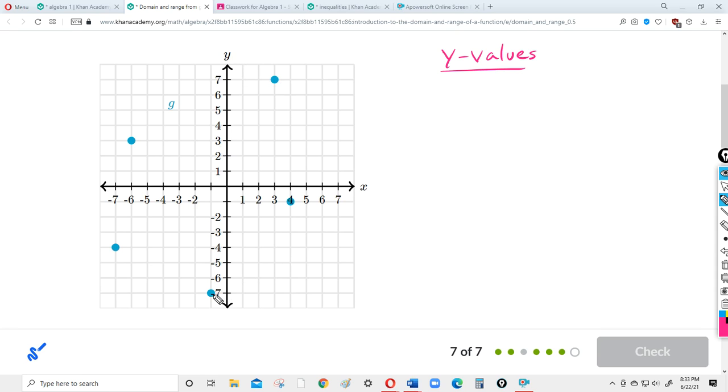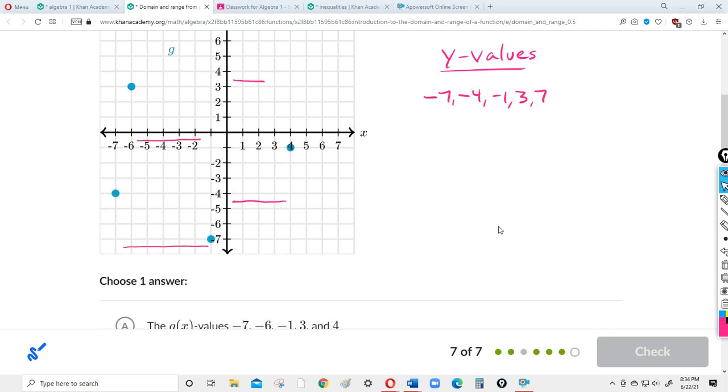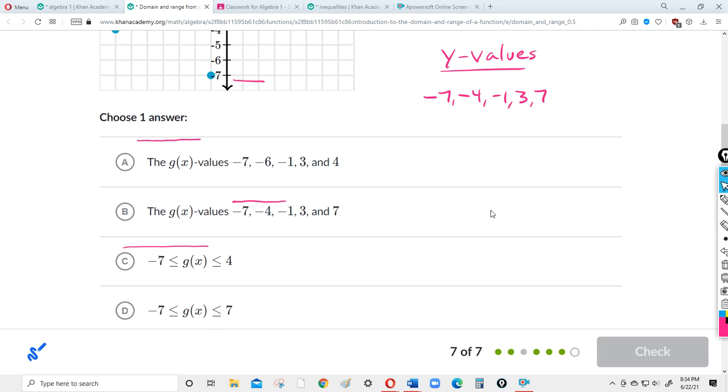So we'll start with the lowest one. You can see that's at -7. And we'll just work our way up. This one is at -4. This one is at -1. This one is +3. And this one is +7. Okay, so that's your answer right there. So we have -7, -4, -1, 3, and 7.